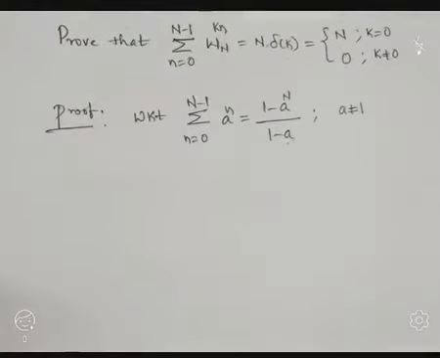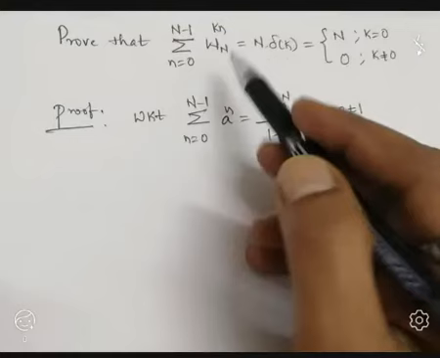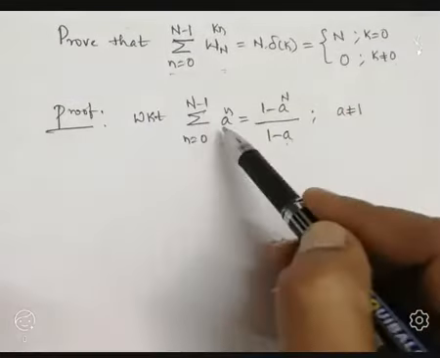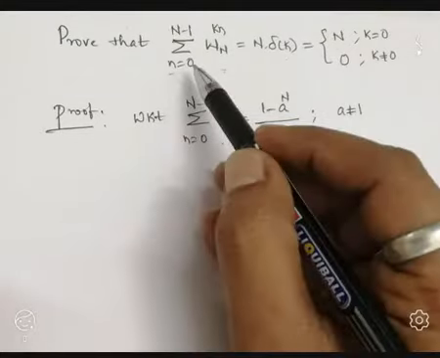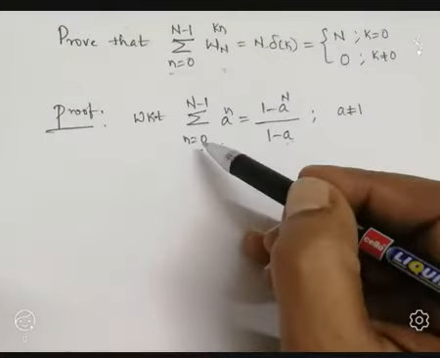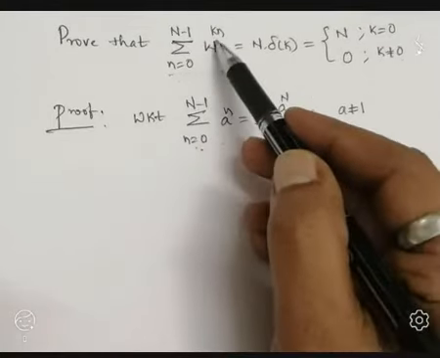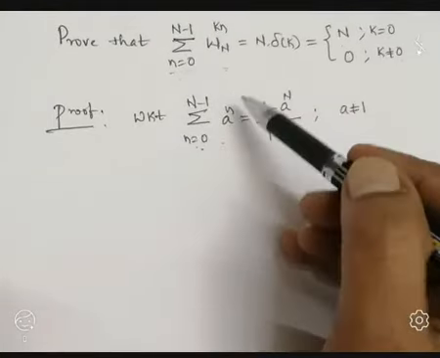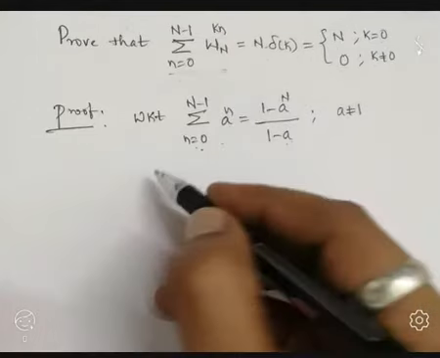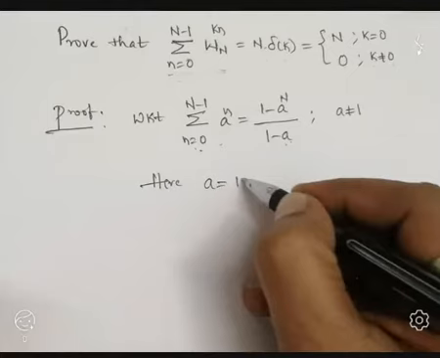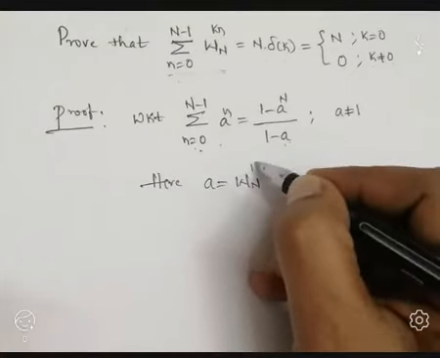problem. So first, compare these two things. Compare the given value and this one. Here summation is there, n equal to 0 to N minus 1. Here also summation is there, n equal to 0 to N minus 1. Fine. Here W_N to the power kn is there. Here a to the power n is there. So comparing these two things, we can write a equal to what? a equal to W_N to the power k.